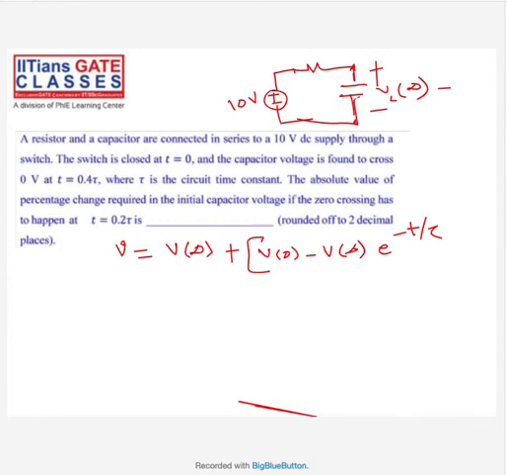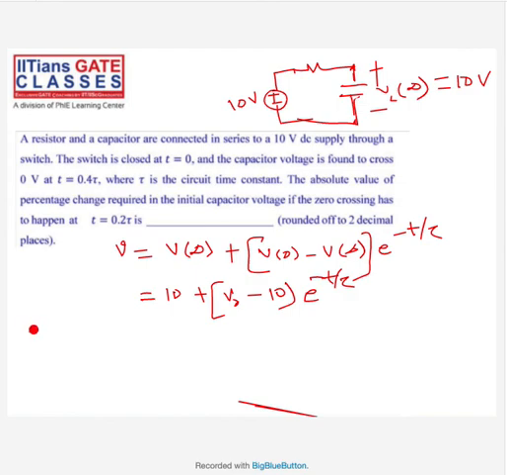Sorry, it got disconnected. So what is V of infinity here? V of infinity is nothing but the total voltage. It will get open circuited. So whatever the voltage in the source will appear across the capacitor. V of infinity is 10 volts. So this is 10 plus V0 minus 10, into e power minus t by tau.